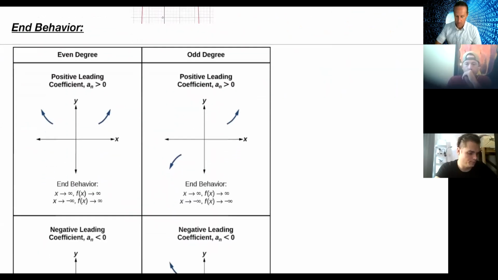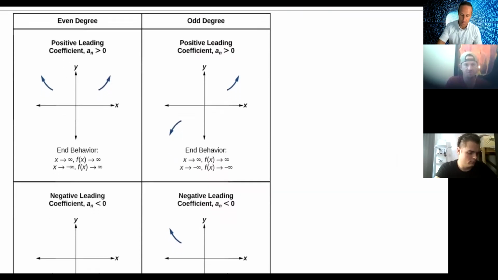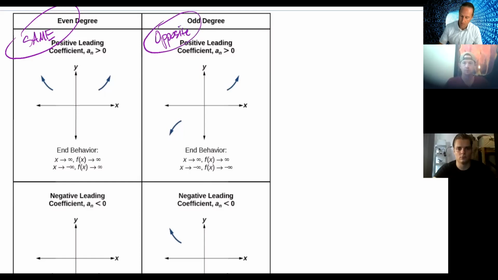Okay? So remember, again, another reminder here about our end behaviors. Our end behavior depends on 2 things: the degree of the equation, even meaning what? Same. Good. And odd meaning what? Opposite. Excellent. But what else matters on whether they're both the same up or both the same down?